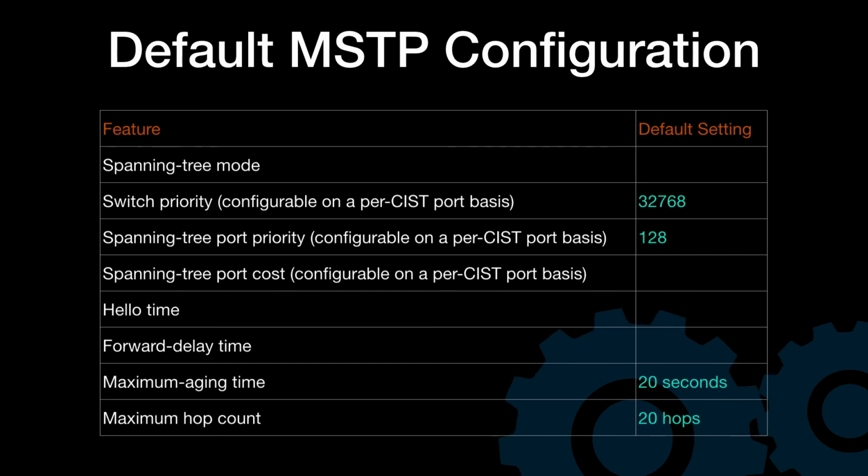Default MSTP configuration. Device priority, 32,768. Spanning tree port priority, 128. Maximum aging time, 20 seconds. Maximum hop count, 20 hops.